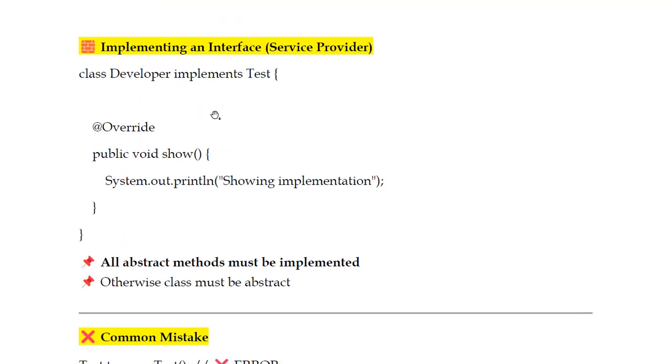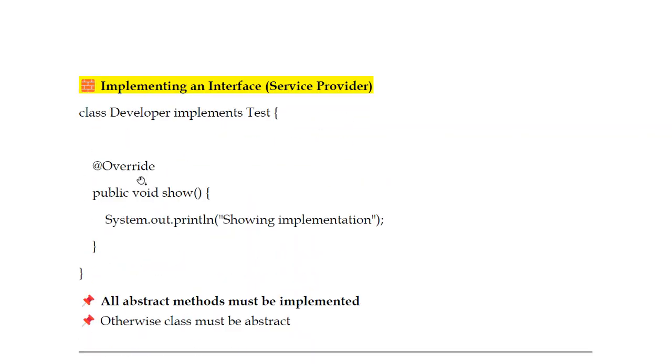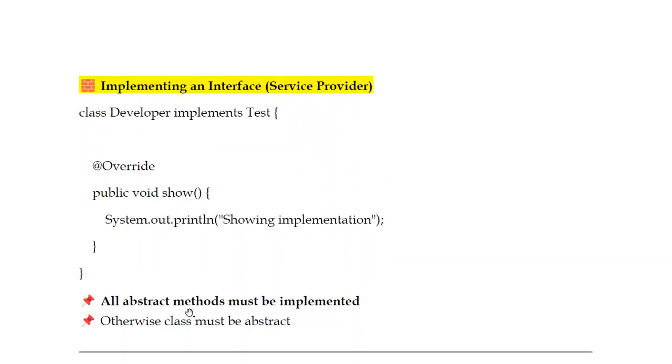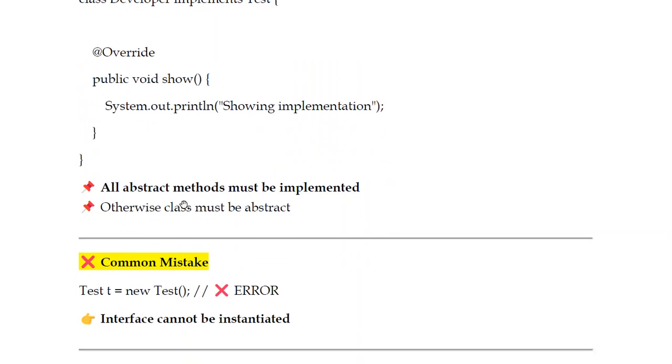Implementing an interface means you should use the annotation symbol. It's good practice to write @Override and then define that method. Whatever you declared, show, you have to define it here. All abstract methods must be implemented. Otherwise, the class must be an abstract one. We already discussed in the abstract class itself that the child class should implement the methods, whether from an abstract class or an interface. Otherwise, mark the child class as abstract.